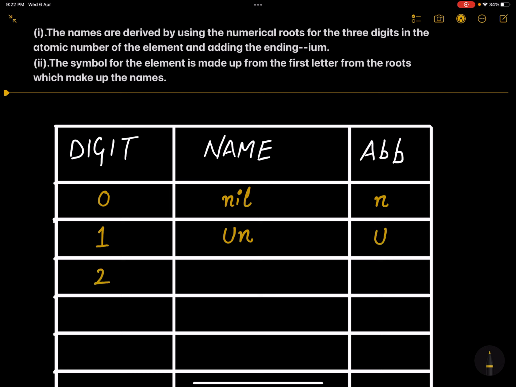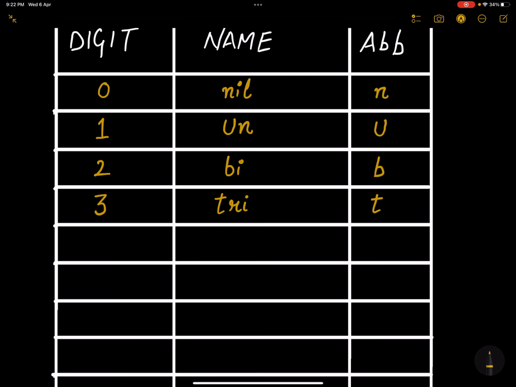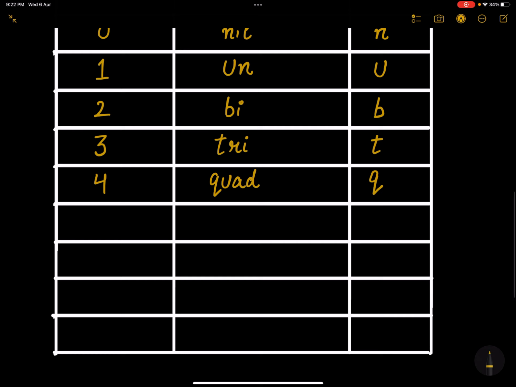Now the digit 2, its name will be bi and its abbreviation will be small b. Now digit 3, its name will be tri and its abbreviation will be small t. Now the digit 4, its name will be quad and its symbol will be q. Now the digit 5, its name will be pent and its abbreviation will be small p.